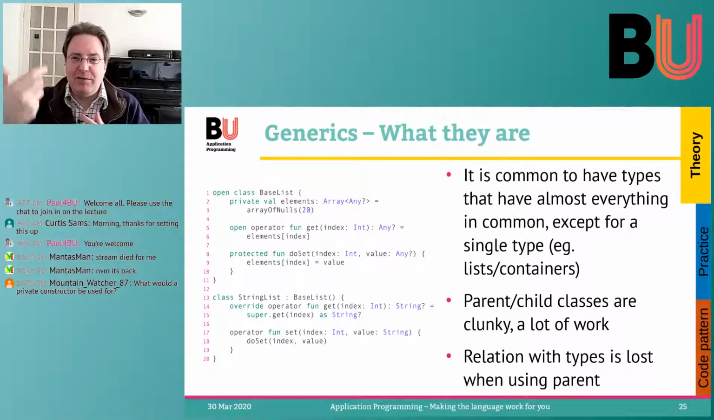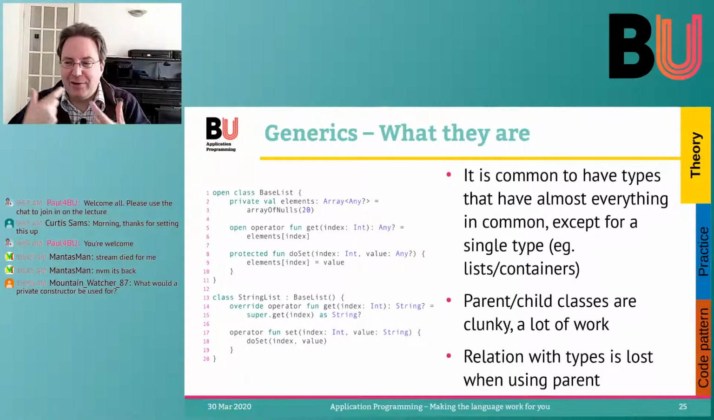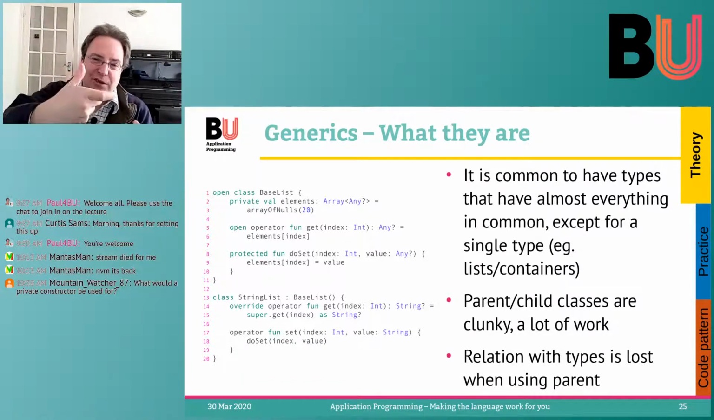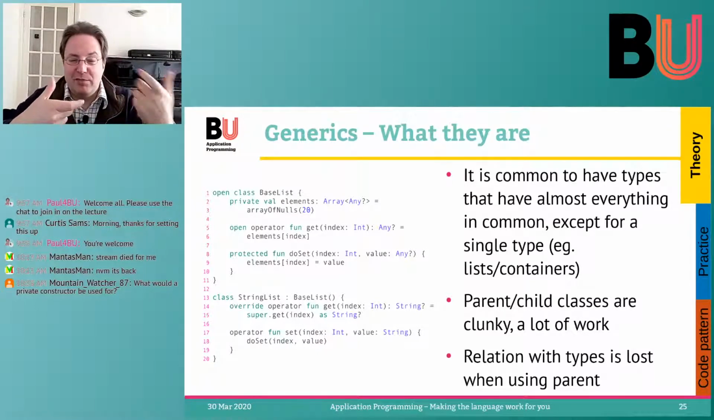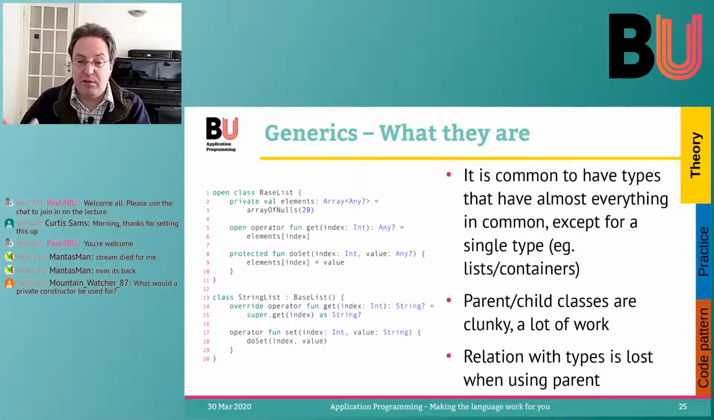So we have a list of integers and a list of strings. They are different things. Integers are not strings and strings are not integers. So you can't assign a list of strings to a field or a variable that expects a list of integers, or the other way around. And when we look at setting values, it becomes even more challenging. So basically that's what generics are about.